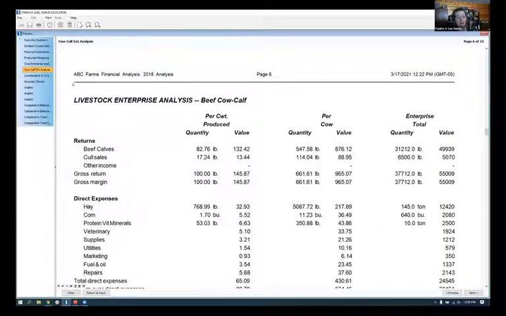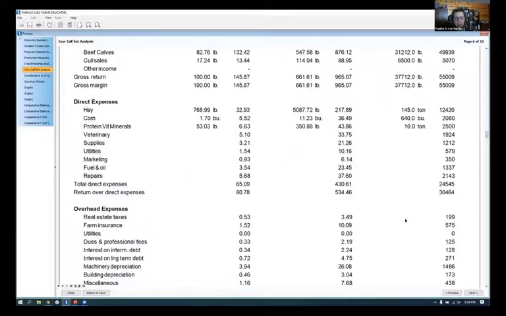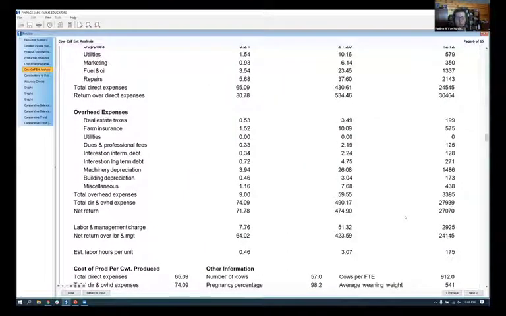Same here with the livestock enterprise. On our beef cow-calf, we can see returns based on hundredweight produced of animals per cow, and then an enterprise total. So we can see that profitability and understand that in different iterations there. No matter the crop or livestock enterprise that you have, you can prepare an analysis like this. And like I said, value-added enterprises as well: if what you're doing in your operation doesn't quite fit this traditional mold, there's a value-added option that likely can help you get to a similar analysis.